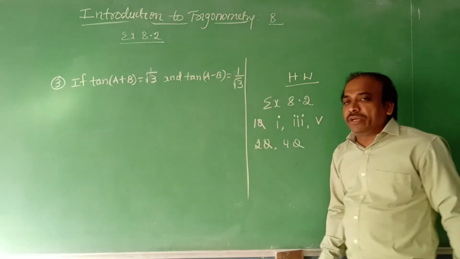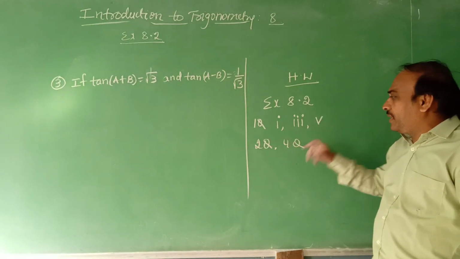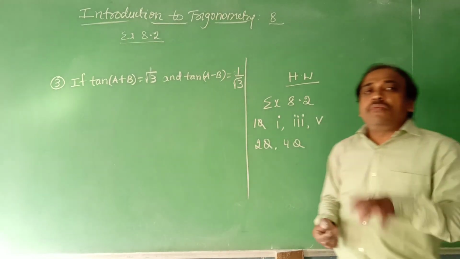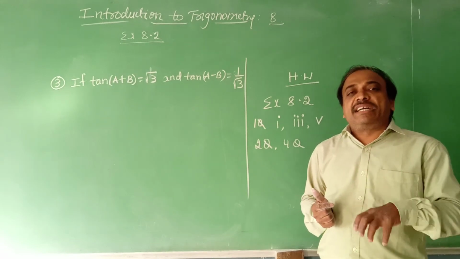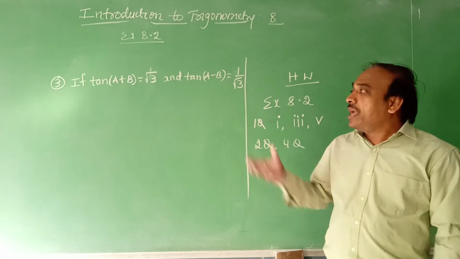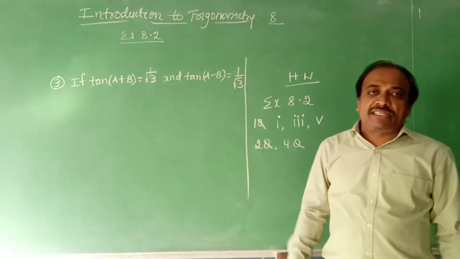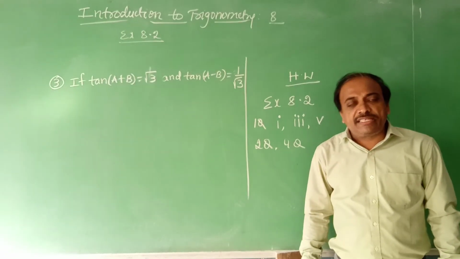And here we have some homework questions: Exercise 8.2, question number 1 first, third and fifth, question number 2 and question number 4. This is how we substitute the values which we calculated and discussed in the previous classes, sin 60, cos 30, all these values, into the questions. That is the application part we have discussed today. I hope you understood today's class. Is it clear, students?